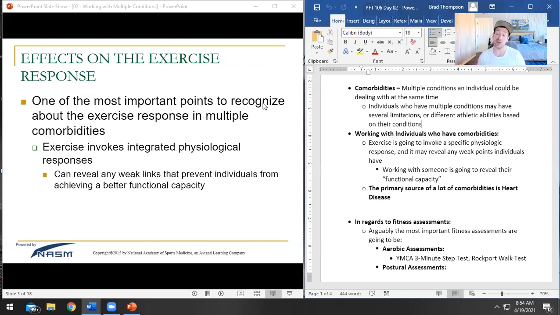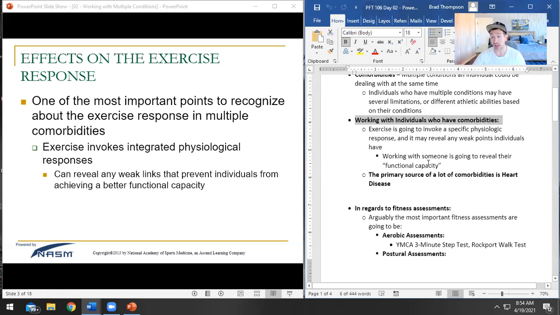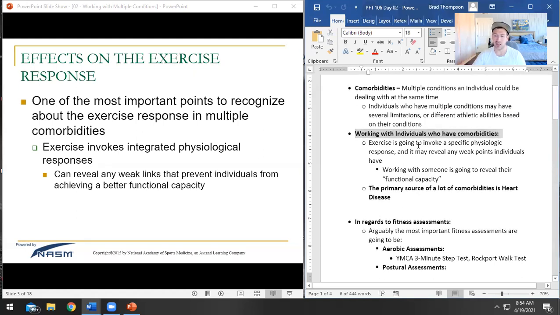We want to label our clients as measurably functional, sorry, I messed up my favorite phrase, measurably functional rather than labeling them as dysfunctional, right? We don't want to see only the disease, we want to see the client. So, looking at that, working with individuals who have a lot of comorbidities, right?